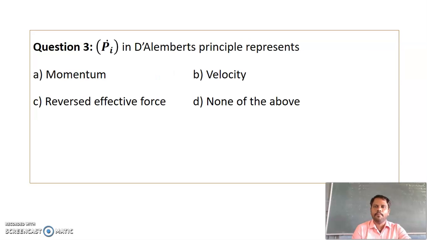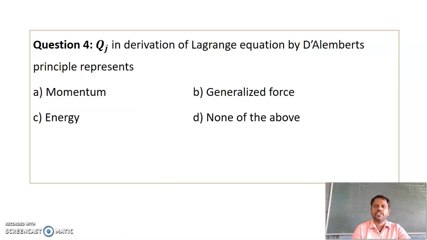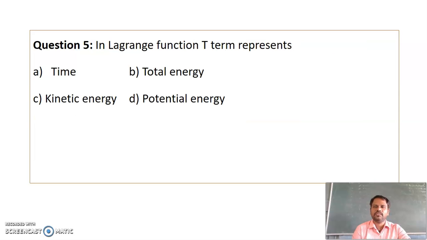Question number 3. Pi dot in D'Alembert's principle represents, so that is a reversed effective force, then the option is C. Question number 4. Qj in the derivation of Lagrangian equation by D'Alembert's principle represents, you know that Qj is nothing but a generalized force, so the option is B. Question number 5. In Lagrangian function, T represents, you know that T represents kinetic energy, V represents the potential energy, so the option is answer C.